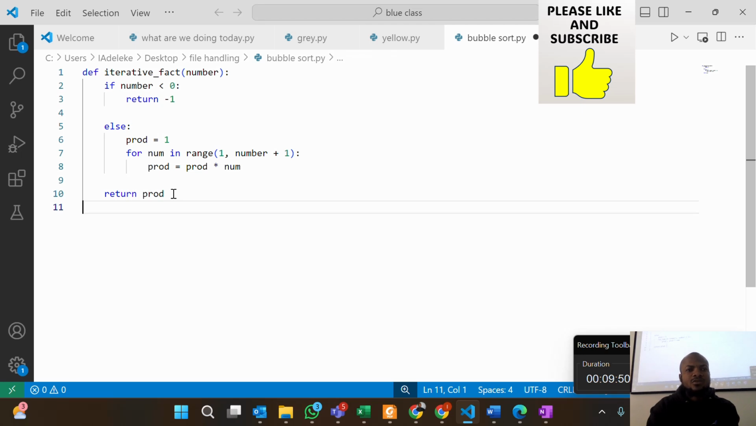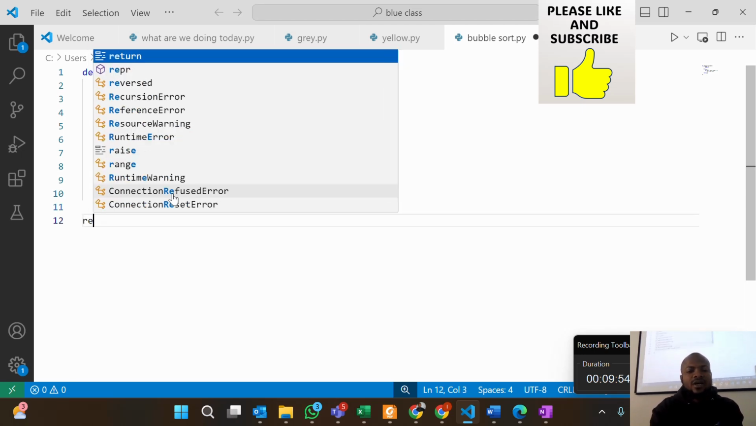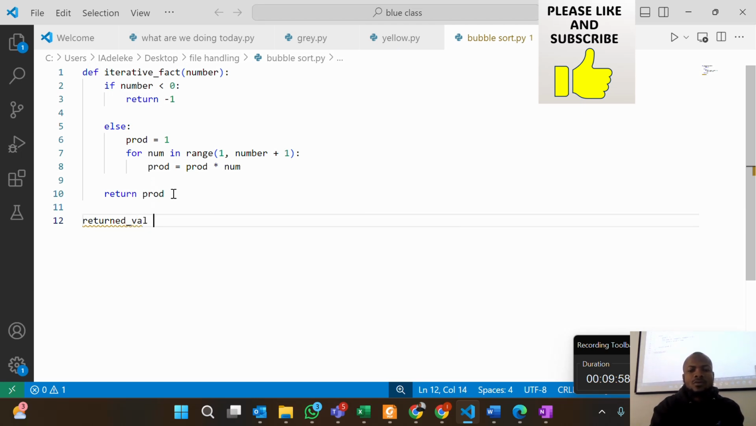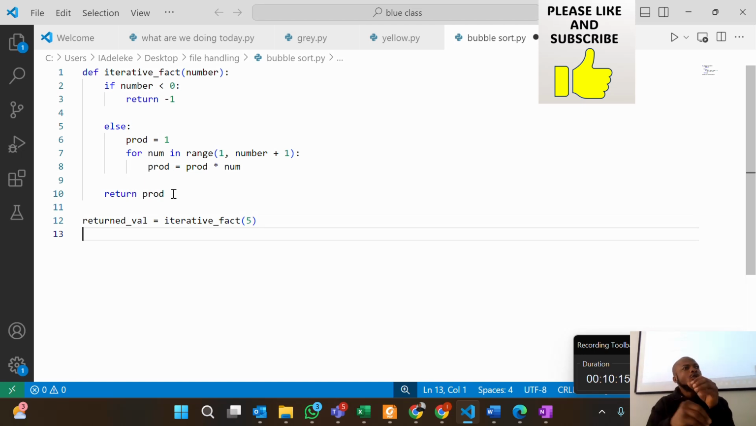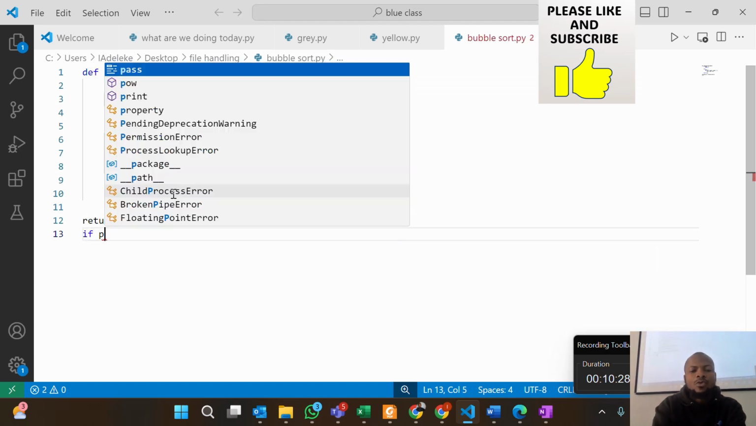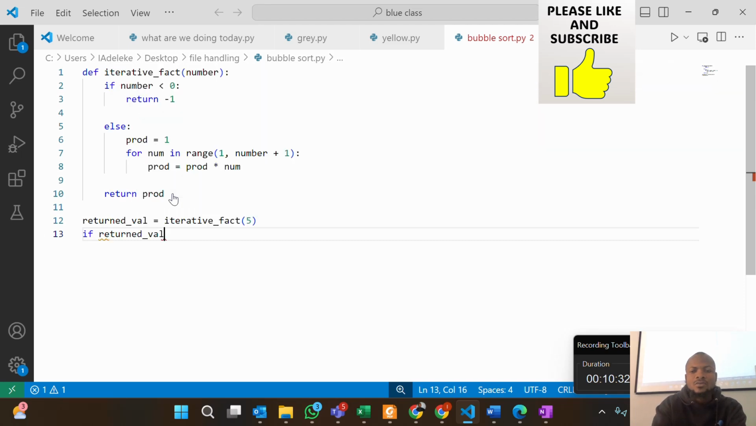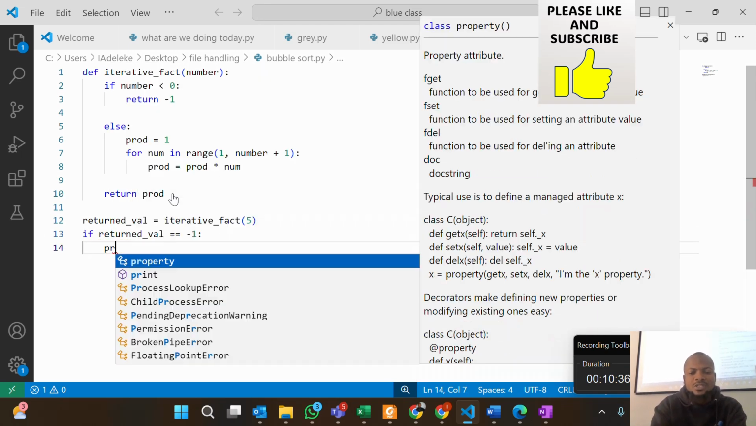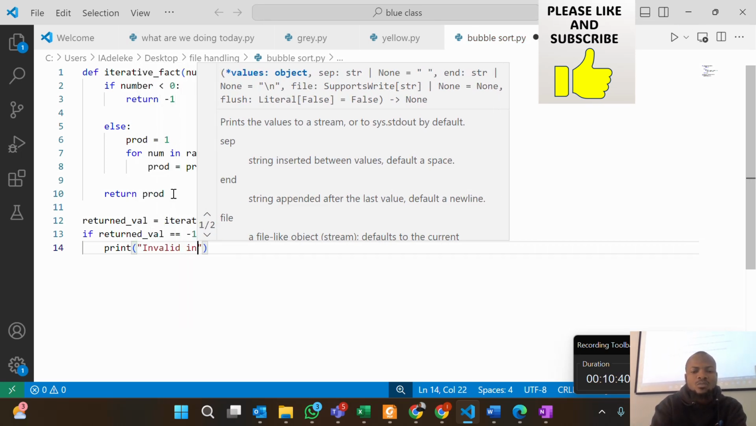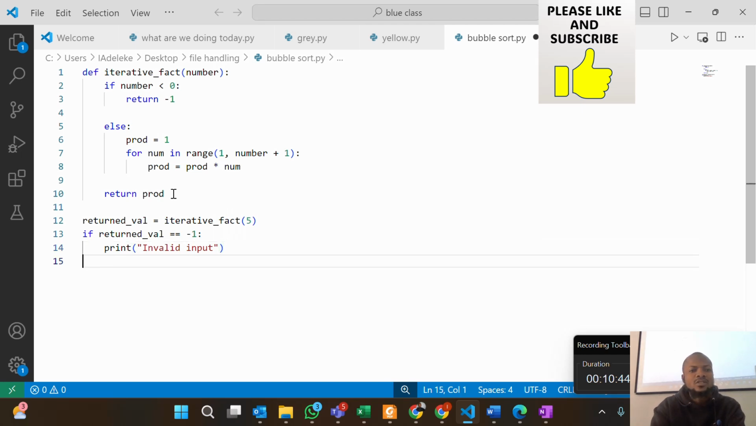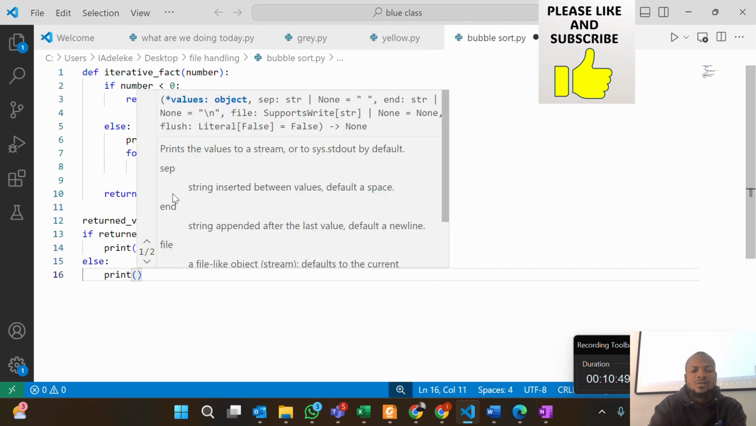Then after this, I can call the function, isn't it? There is a value that will be returned, isn't it? Then I can write returned value is equal to iterative factorial, right? Then let's say 5. Now, after writing 5, two sets of values can be returned. Either the product is returned or -1 is returned. If -1 is returned, what does that mean? The input is a negative value. Is that understood? So that means I have to write that if returned value is equal to -1, then I can now print invalid input. Is this understood? Then I write what? Else, then print returned value.